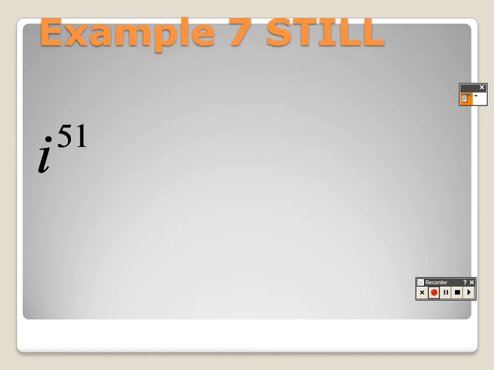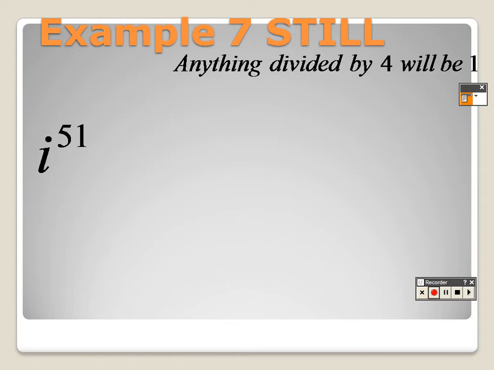Alright, these can get kind of tricky. So what we need to remember is the formulas. We said i was the square root of negative 1. We said i squared was negative 1. We said i cubed is negative i. So we're trying to simplify this basically.